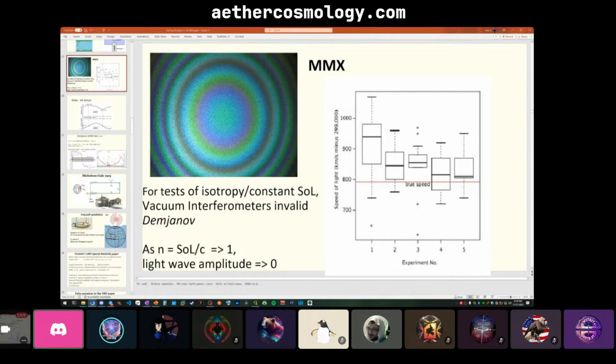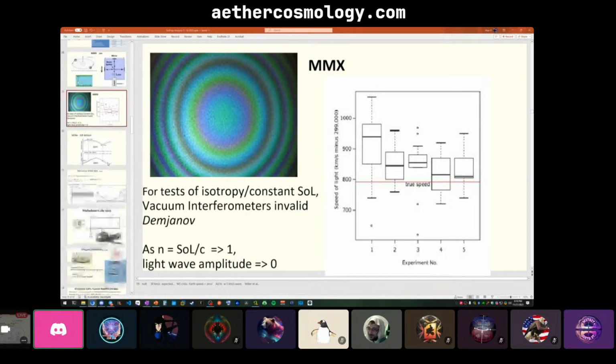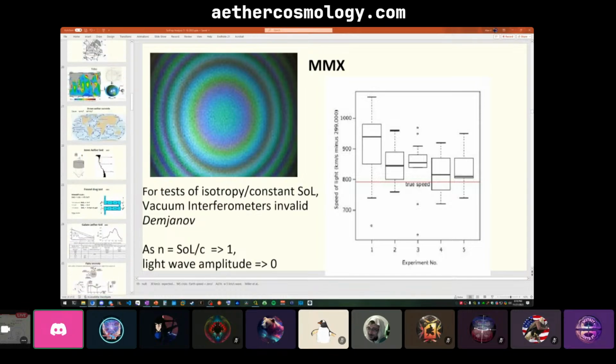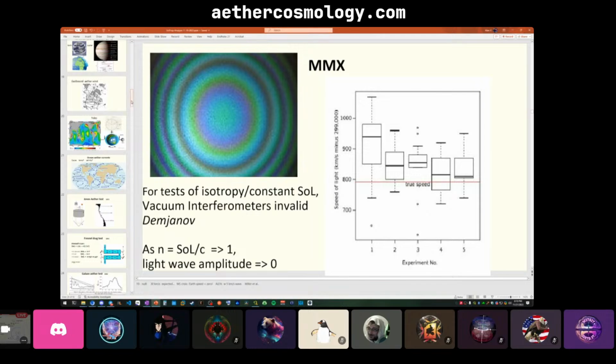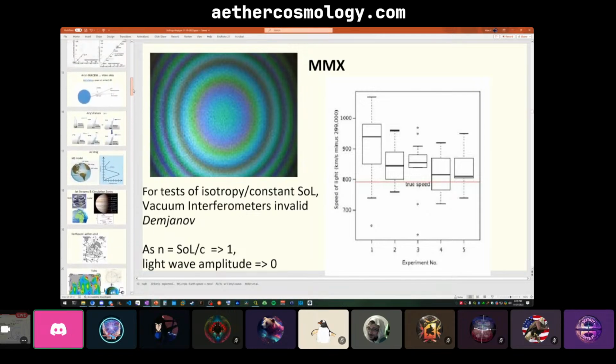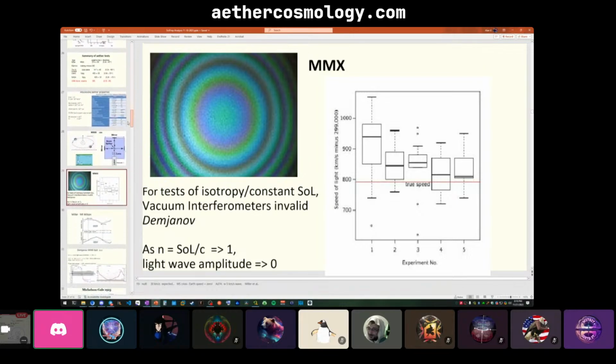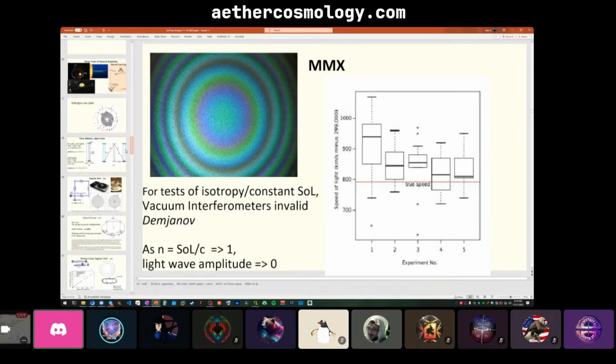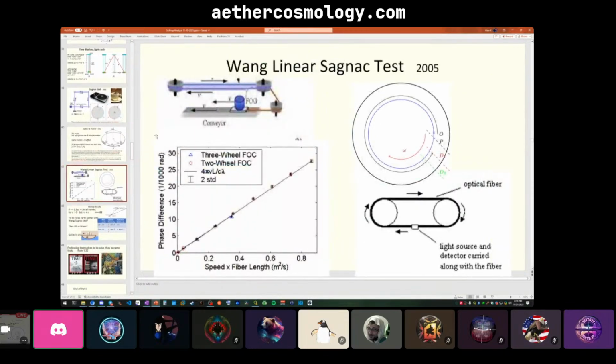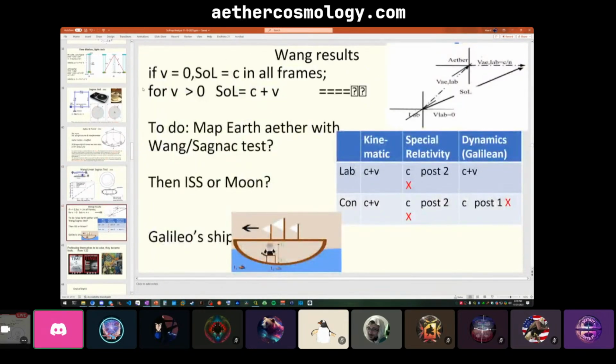Well, let's go back to the Sagnac or the Wang experiment. They found that the speed of light is c plus v. The v we interpret as the speed of the ether that's created by the motion of the mass. In the case of Sagnac, it's the rotating disk, so you get a rotating vortex. In the case of Wang, he has a glider that goes back and forth, and it drags the ether along with it at the same speed, and that's what's measured.